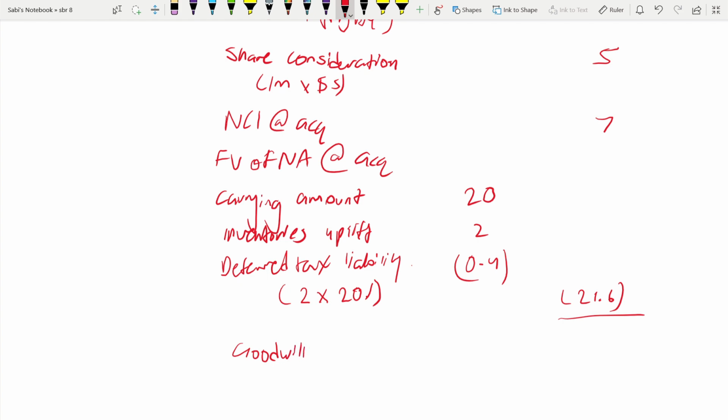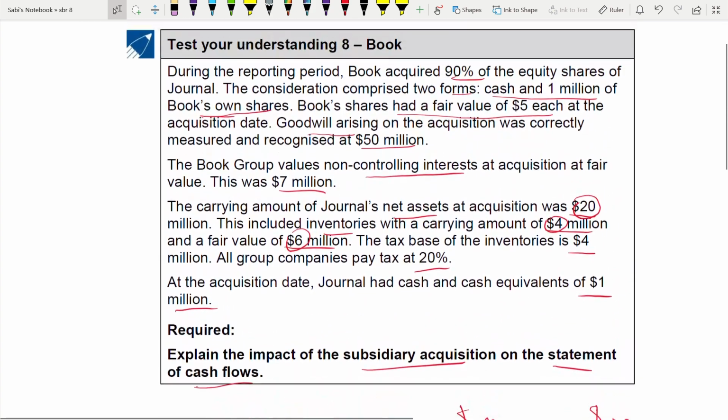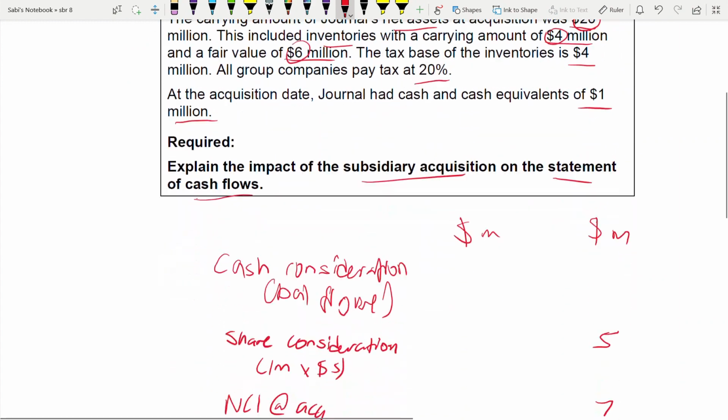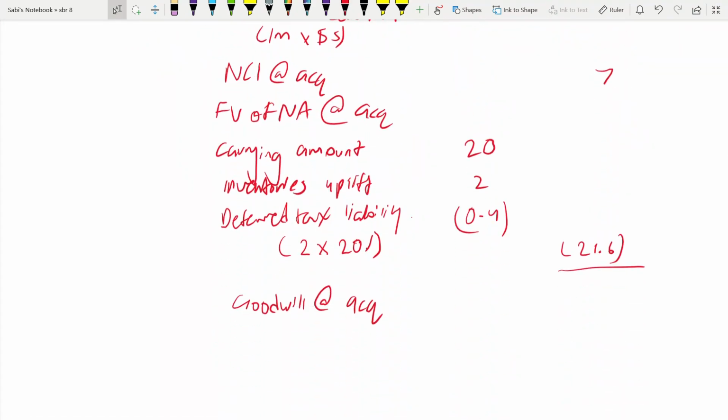Goodwill has been given as 50 million. And they told it's correctly recognized, so you don't have to doubt. This time you don't have to calculate goodwill. This time goodwill is given, go back and find out the cash consideration. So it is 50 minus 21.6, go backwards.